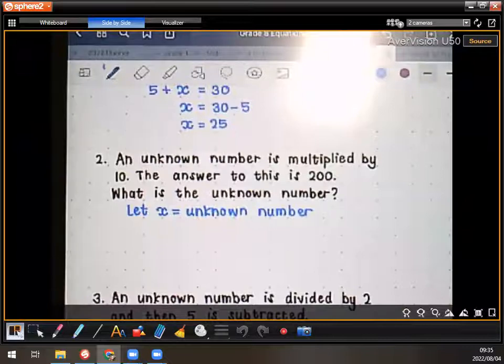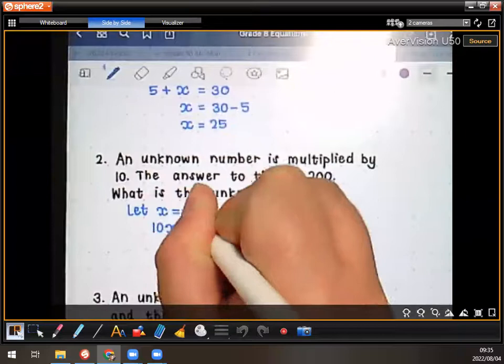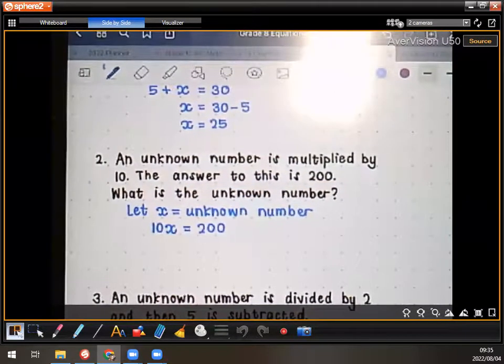Okay, let x equal the unknown number. That's how you say in math terms that x has been multiplied by 10. How do you write that? Adam? 10x is equal to 200, right? A number multiplied by a variable, you write them next to each other. Okay, 10x is equal to 200.